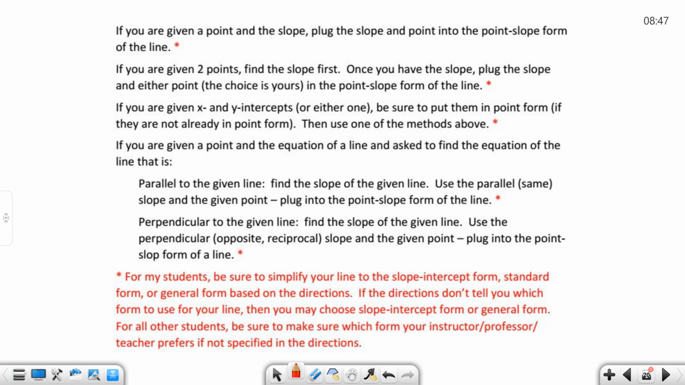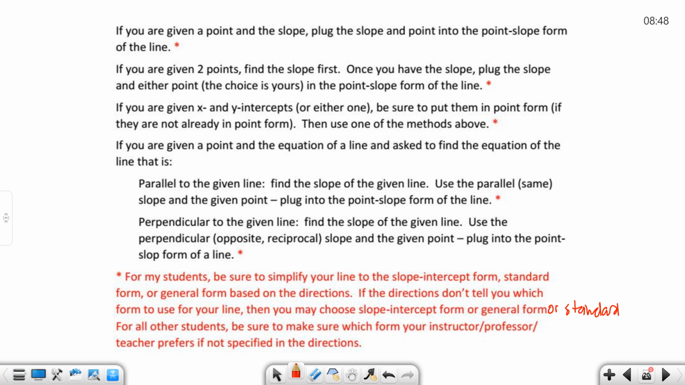Then I have this red asterisk all the way through here. For my students, be sure to simplify your line to slope-intercept form, standard form, or general form based on the directions. Again, for my students, if the directions don't tell you which form to use or to put your answer in, then you can choose whichever one. And I should have put slope-intercept, standard, or general. Okay? So slope-intercept or general or standard. For my students, you pick which one if it doesn't tell you. If it tells you, then you better put it in that form, okay?